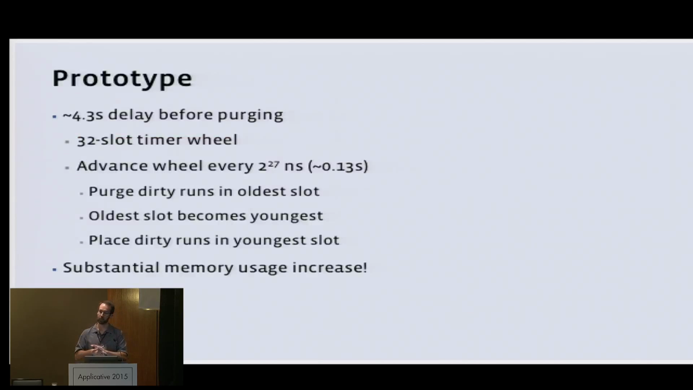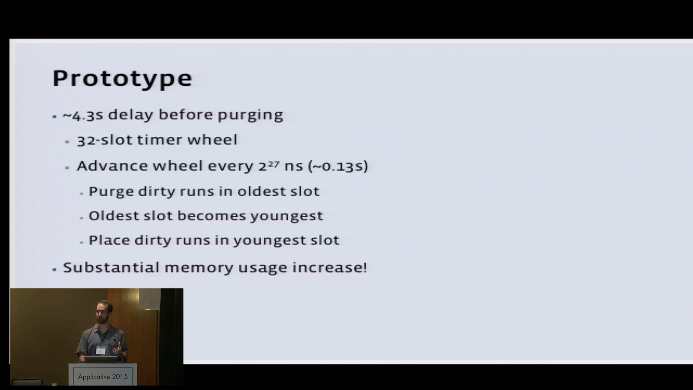A little bit more detail about the prototype. It had about a 4.3 second delay, that's 2 to the 32nd nanoseconds. The idea is we've got a timer wheel. We break up those 4.3 seconds into 32 timer wheel slots. And basically every so often we turn the wheel and we purge everything that's left in the oldest of those slots, and then reuse that slot for the newest dirty unused pages.